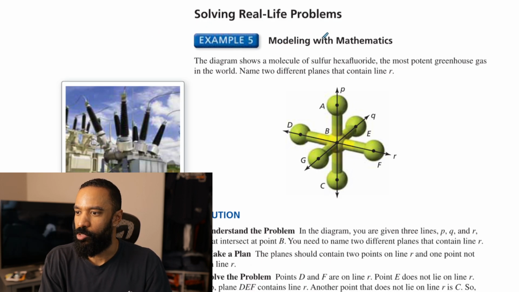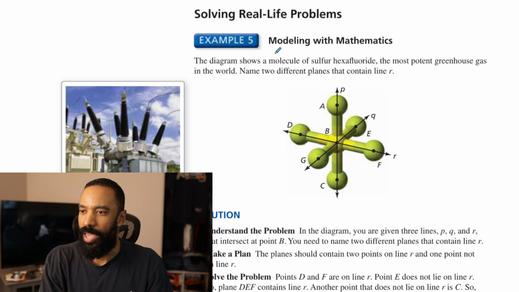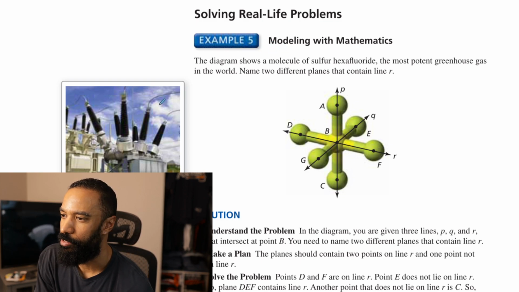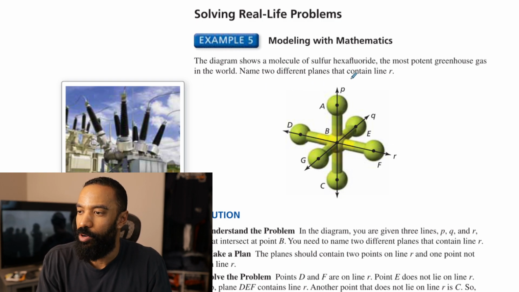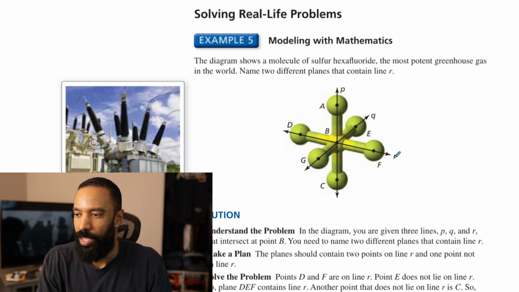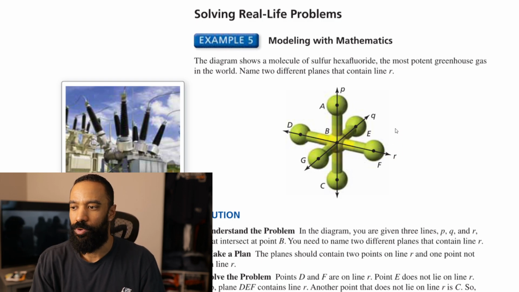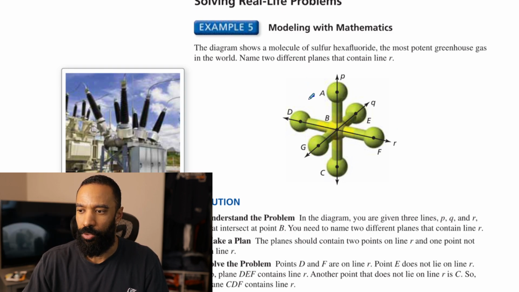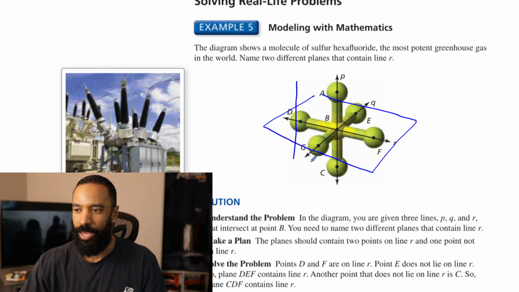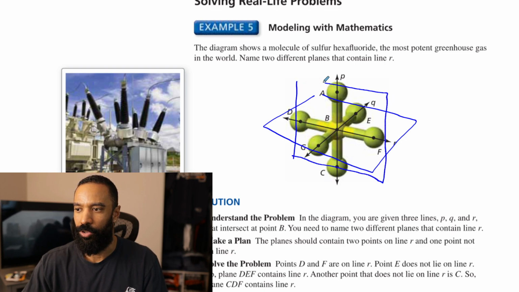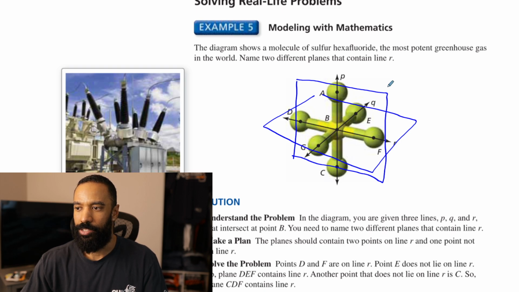Solving real-life problems, modeling with mathematics. Here we go. The diagram shows a molecule of sulfur hexafluoride, the most potent greenhouse gas in the world. Did not know that. Name two different planes that contain line R. So line R is right here. Now planes that contain the line, you have to remember that planes are the two-dimensional thing. So for example, this plane here made up of this line and say that line. Boom, there's a plane. Line R can also have the plane that kind of has this vertical line along with that line. So those kinds of planes there.